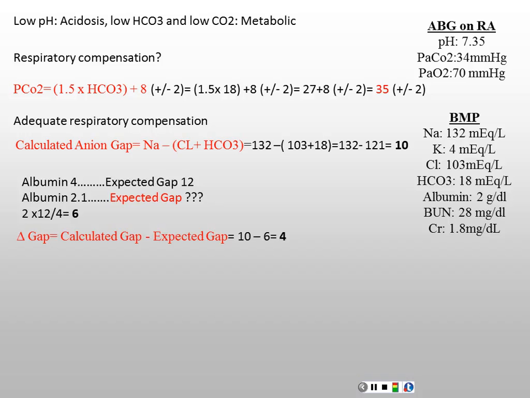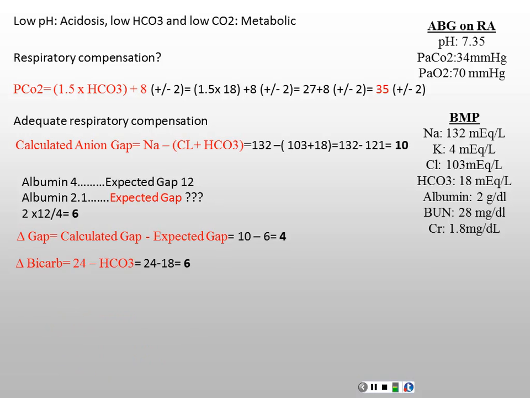And this should help us to calculate the delta gap. Delta gap is the calculated gap, which we calculated here, which is 10, minus the expected gap for that level of albumin, which is 6. So we have a delta gap of 4. The next step will be calculating the delta bicarb, and this will be 24, which is the normal bicarb level, minus the bicarb, and this will give you number 6. So now you have two numbers, 4 and 6.